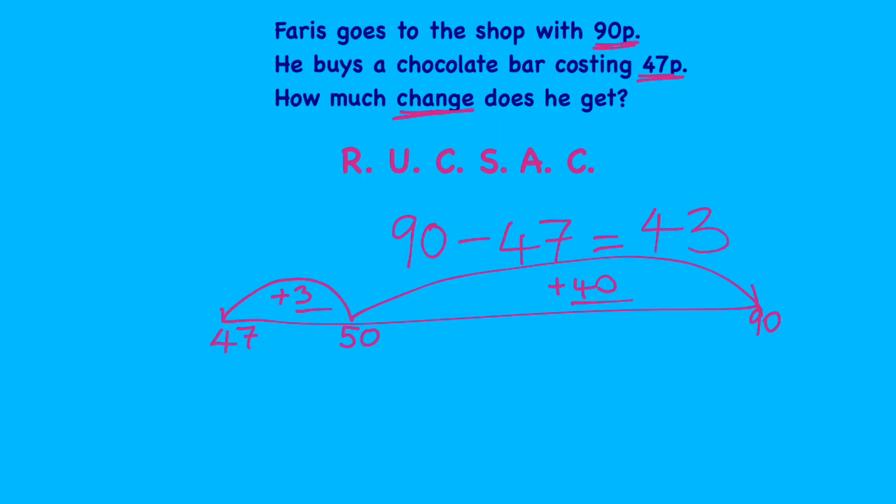So the inverse of subtraction is addition. So what I can do here, if I do 47 add 43, that's the inverse, and I should get 90 as my answer. Let's have a look. 7 plus 3 is 10. 4 plus 4 is 8. Plus the 1 is 9. Yes, my inverse has shown me that my answer is correct.